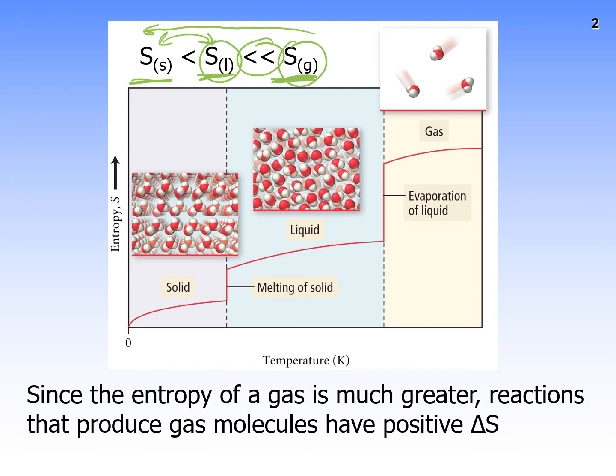And generally, what this means is if we form a gas as a product, that usually will lead to a positive delta S for that reaction. If you're going from a gas to a gas, it's not as big of a change. But if you're going from a liquid or a solid and you form a gaseous product from those, then you're going to have a large amount of disorder on the product side, and therefore your change in entropy will be positive as well. And we'll talk about how to calculate all that in a second.